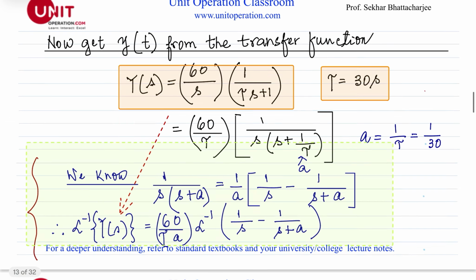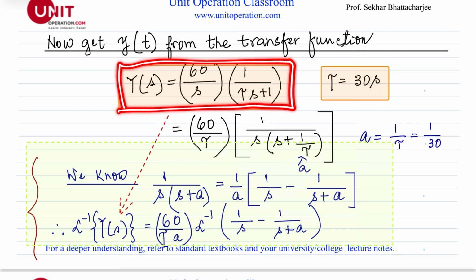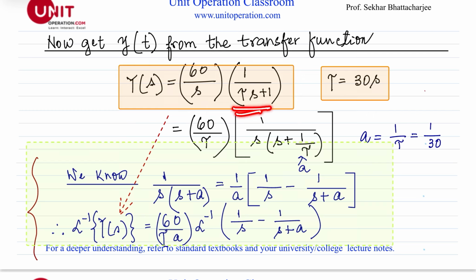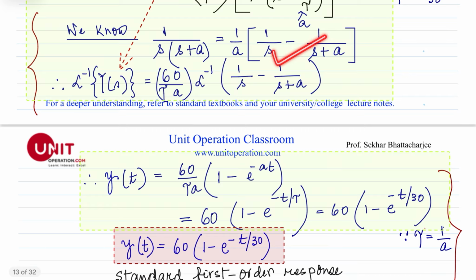So we can say Y(s) is equal to 60 over s(tau s plus 1), where tau is equal to 30 seconds. Now, this is a very standard first order process. So this is 60 over tau. We take the tau out, and of course we take the s here. So this is equal to 1 over s times (s plus 1 over tau) right here. This is the standard form. a is equal to 1 over 30. These are very standard procedures, so I'm not really going into this.